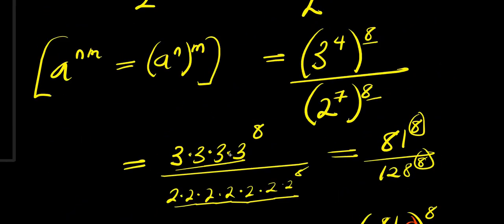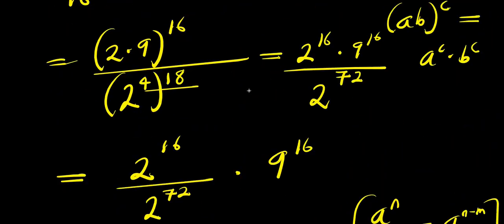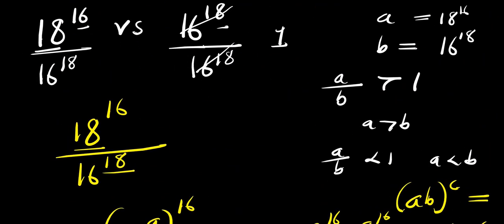So guys, this is it. The greater number here is 16 power 18, which is B, and it is greater than 18 power 16.